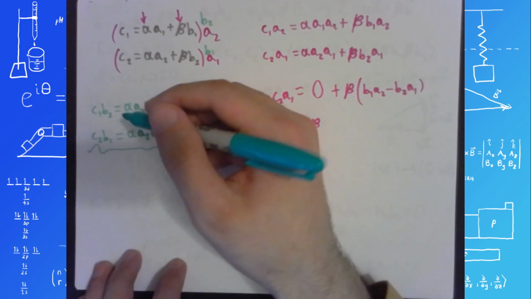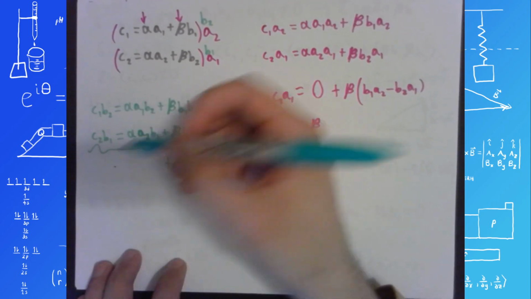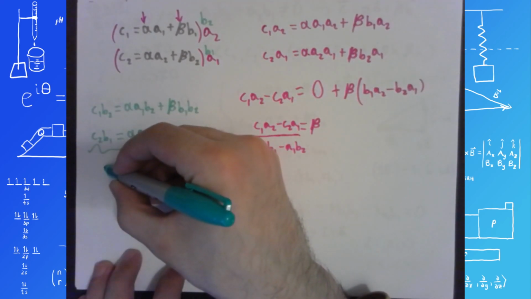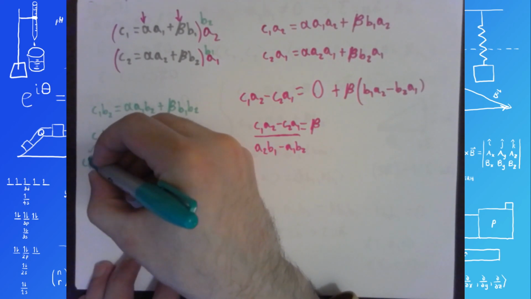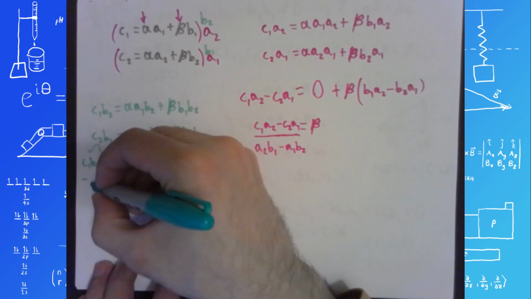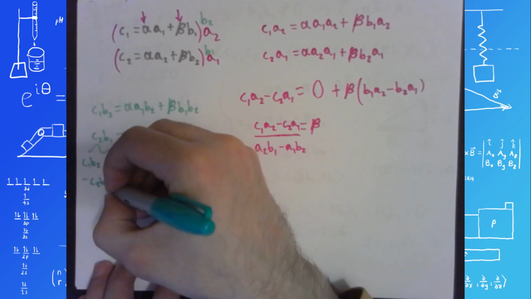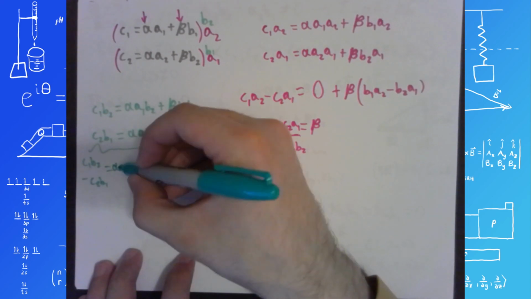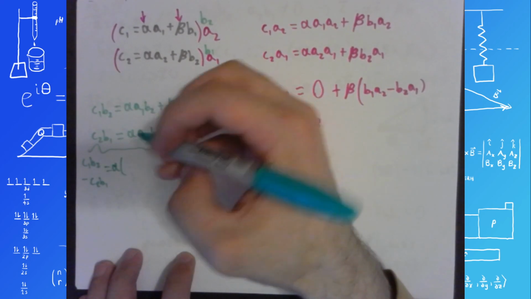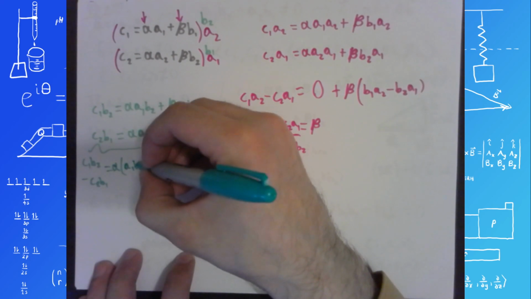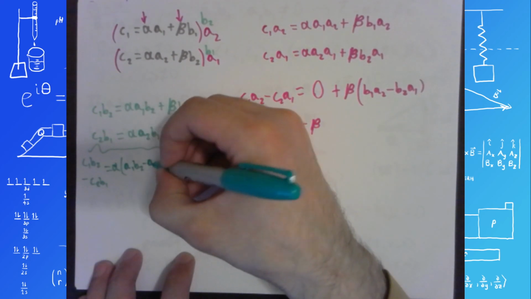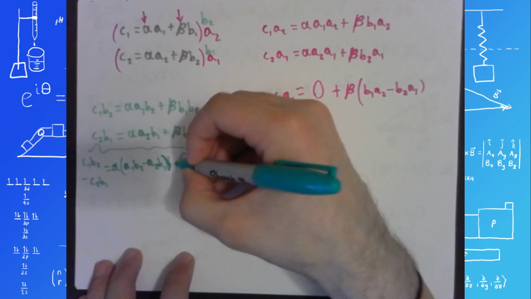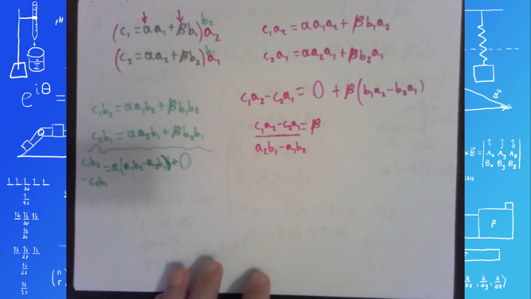And I'm left with, I guess I'll factor it out. I should have made more space for this, come to think of it. All right, C1B2 minus C2B1 like that for now equals, factor out the alpha, and we've got A1B2 minus A2B1. Okay, and I guess I'll have to move my plus sign a little bit there.